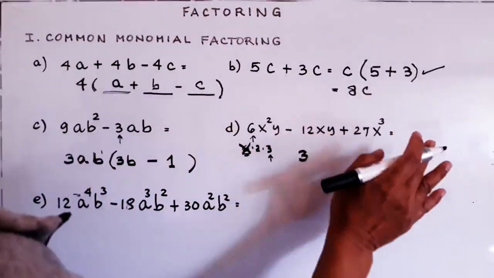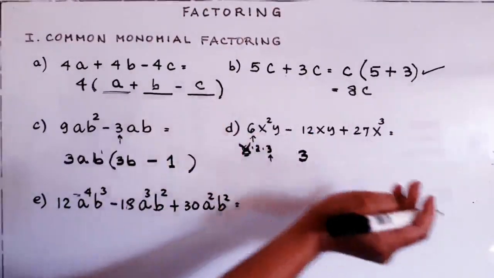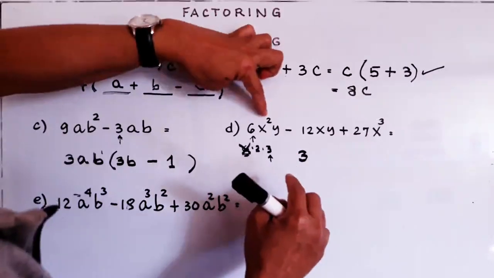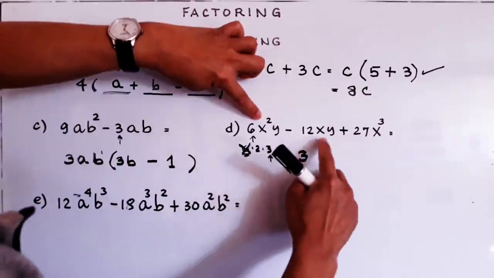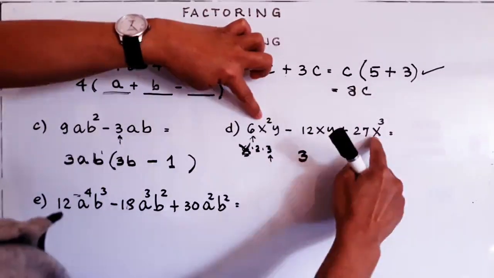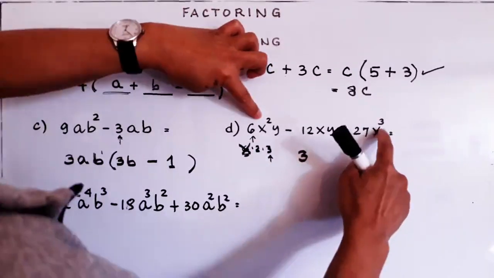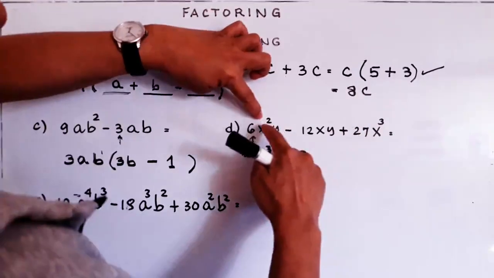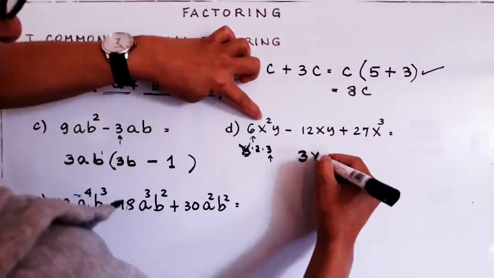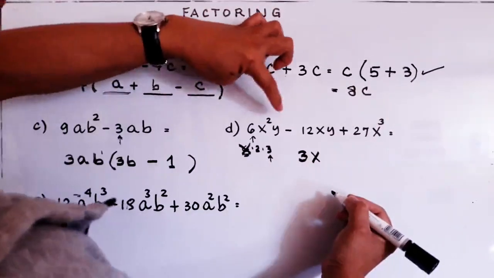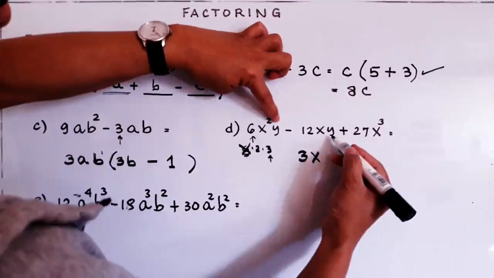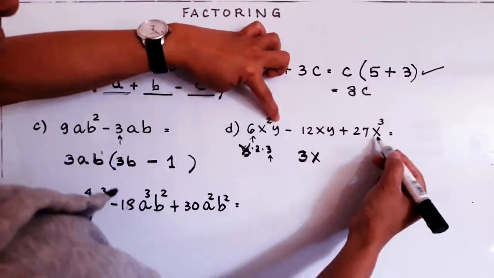After the numbers, we do the letters. Let's have the x. We have x squared here. We have an x here, to the first. And on the third one, we have x cubed. So we are going to choose the 3, the 1, or the 2. We choose the lowest exponent, which is x to the first. Okay, what about y? We have y to the first here. Do you have y here? Yes, also y to the first. What about this one?